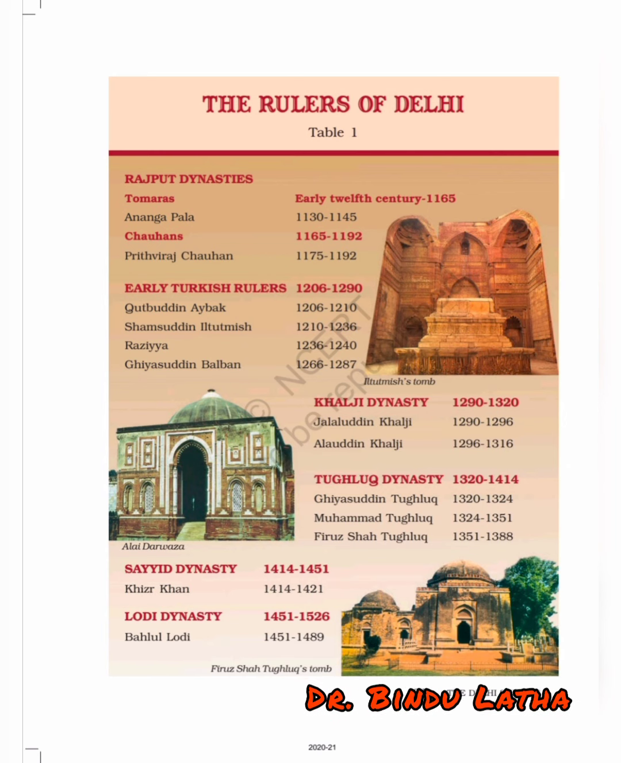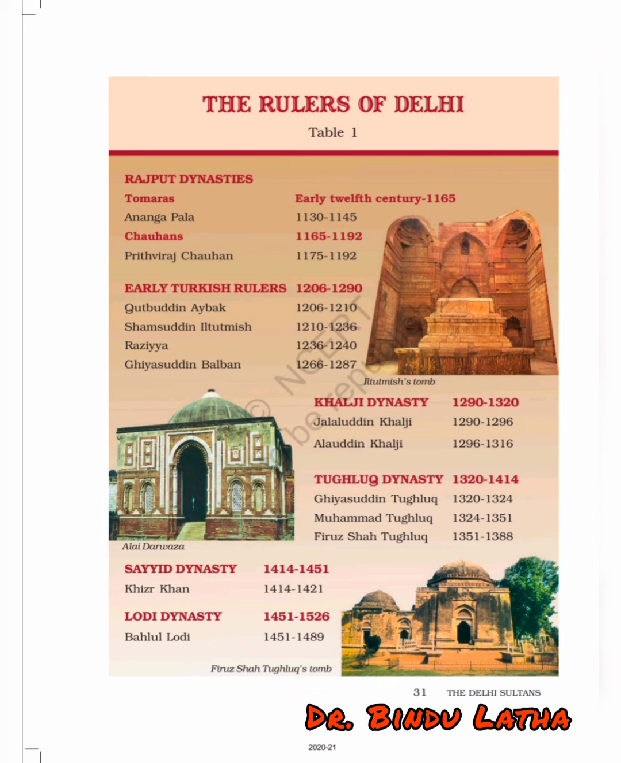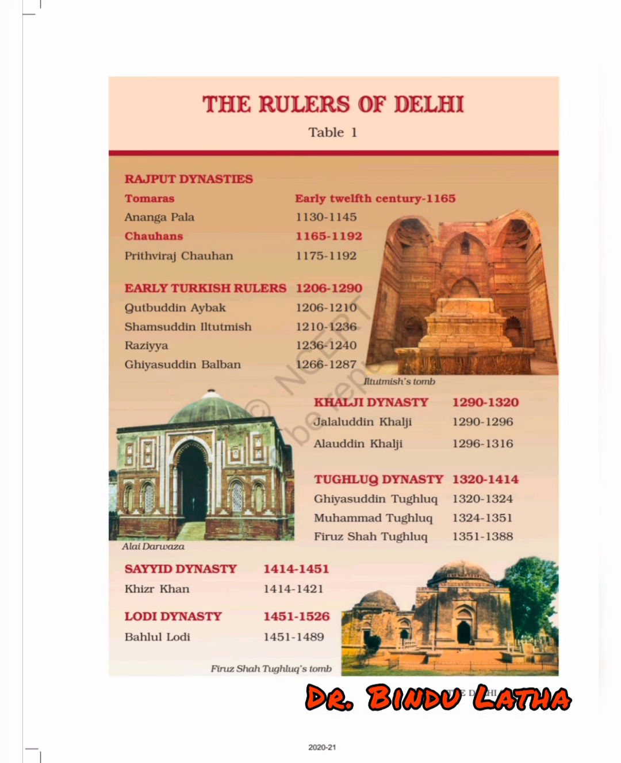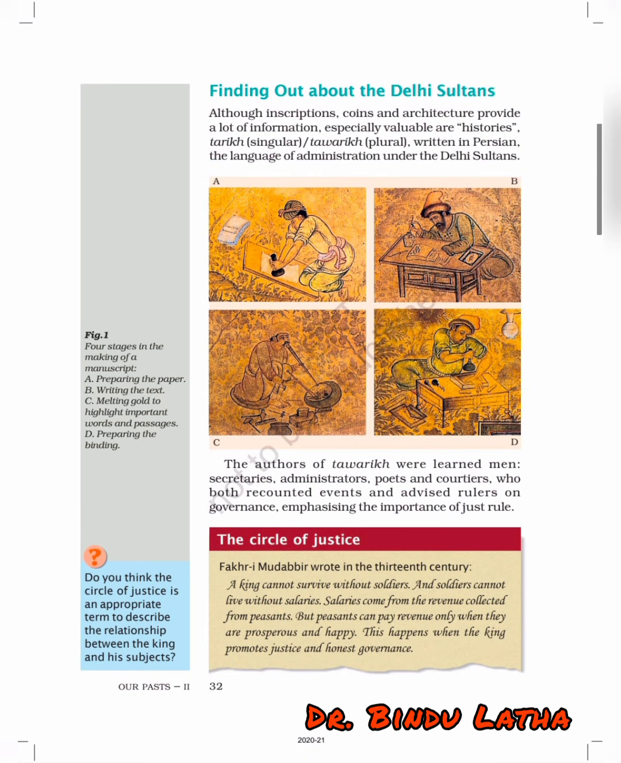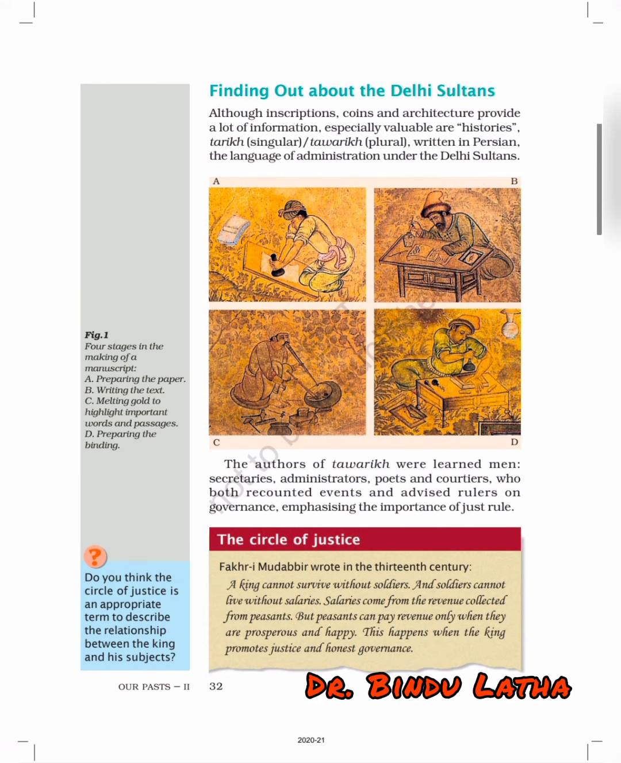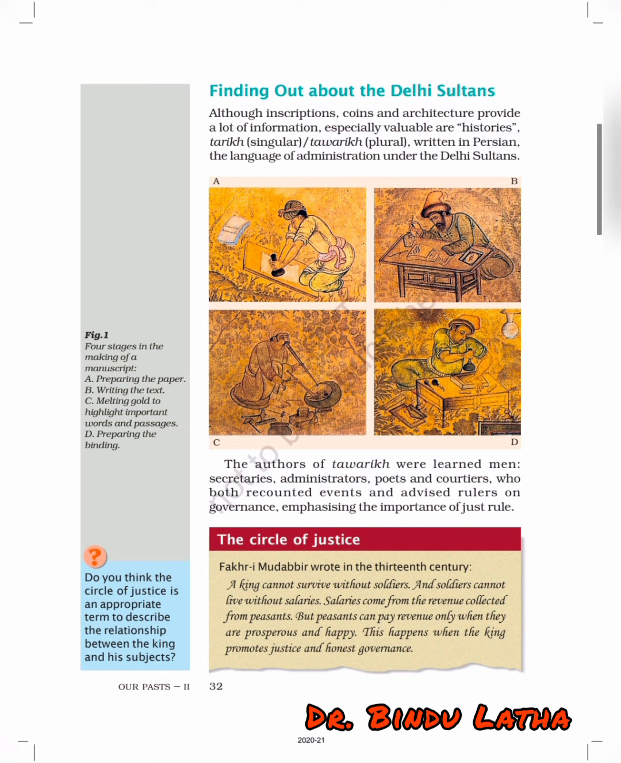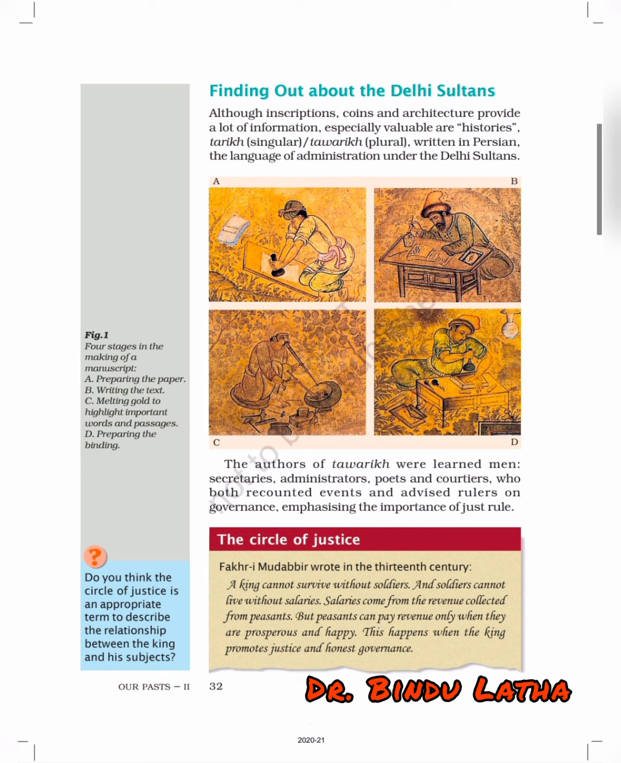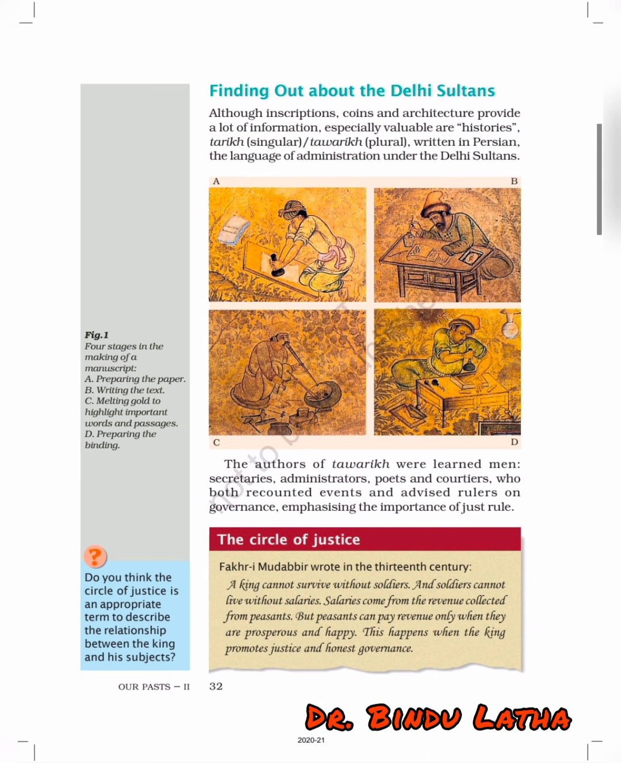The next one is the Sayyid dynasty. Its founder is Khizr Khan Sayyid. The capital and language were the same. And the last one is the Lodi dynasty. Its founder is Bahlul Khan Lodi, and Sikandar Lodi and Ibrahim Lodi were other prominent rulers of this dynasty. The capital and language had no difference during this period also.